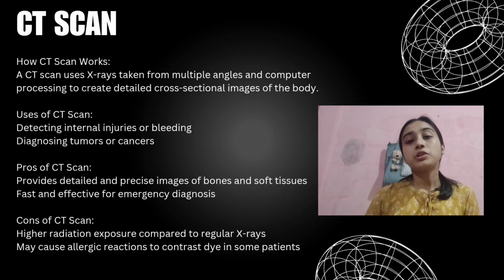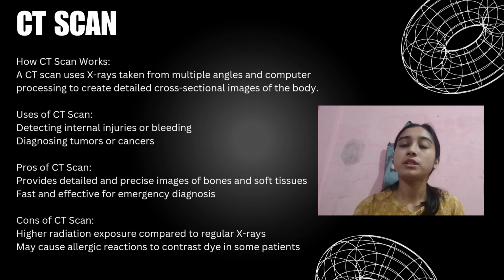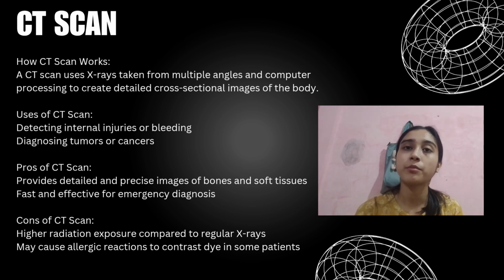Secondly, we are going to talk about CT scan, that is computed tomography. The CT scan is a more advanced form of X-ray imaging. It uses multiple X-ray images taken from different angles, which are computed and processed to create cross-sectional 2D or 3D images of the body. It provides more detailed information than a standard X-ray.